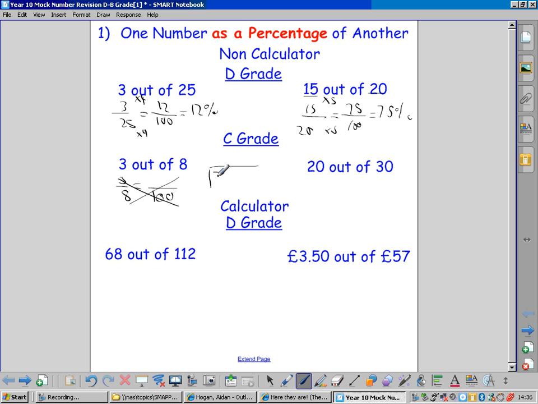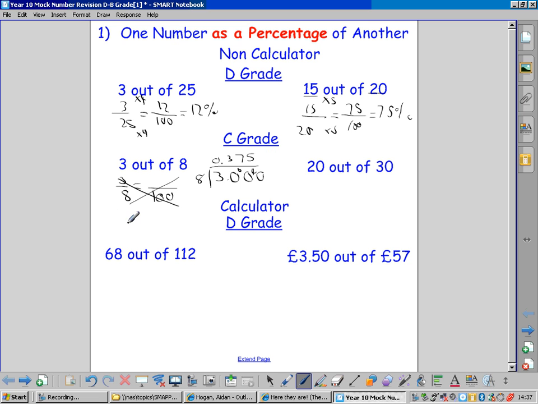The first number goes inside the bus stop, 8, the second goes out. 8 into 3 doesn't go. Decimal point, 8 into 30, 3 times. 6 remaining. 8 into 60, 7 times. 4 remaining. 8 into 40, 5 times. 3 out of 8 is 0.375 as a decimal.